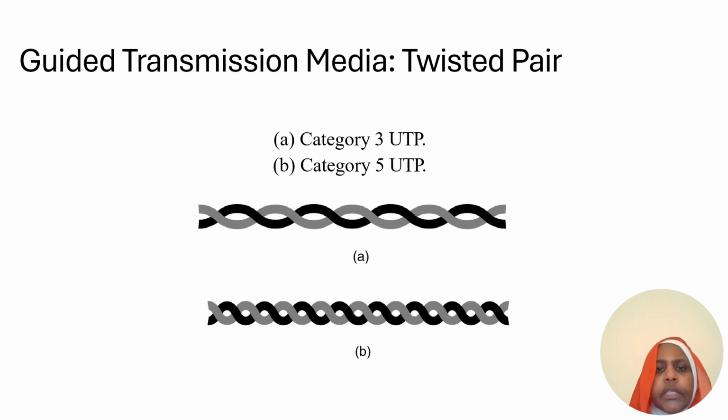The difference between category 3 and category 5 is in how many twists there are in the pair. Apparently, as you can see, category 5 twists are much more than category 3 twists. That led to better signal transmission, less interference, and higher bandwidth. That's why category 3 was replaced by category 5 in all telephone networks.